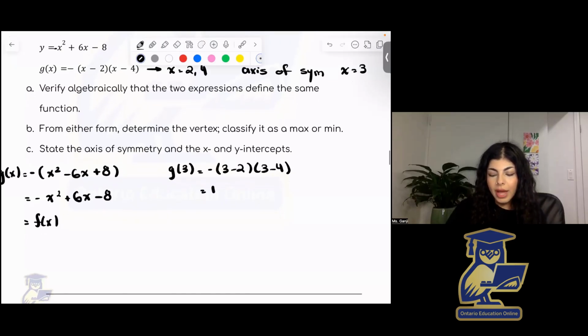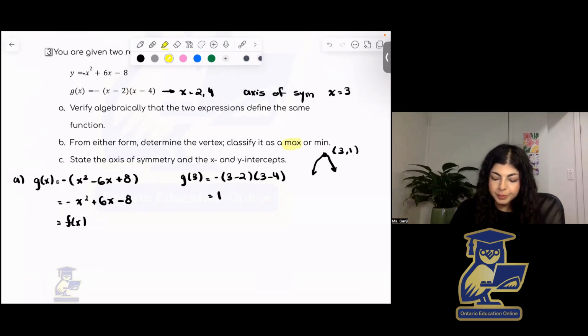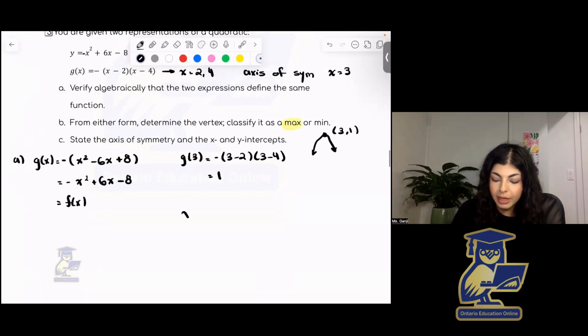So now classify it as a maximum or minimum. Because a is less than 0, we know that our parabola is opening downwards. So this will be our maximum value at (3, 1). So it'll be a maximum. And state the axis of symmetry. So now we know right away, we already actually have that up there. Axis of symmetry is x is equal to 3.